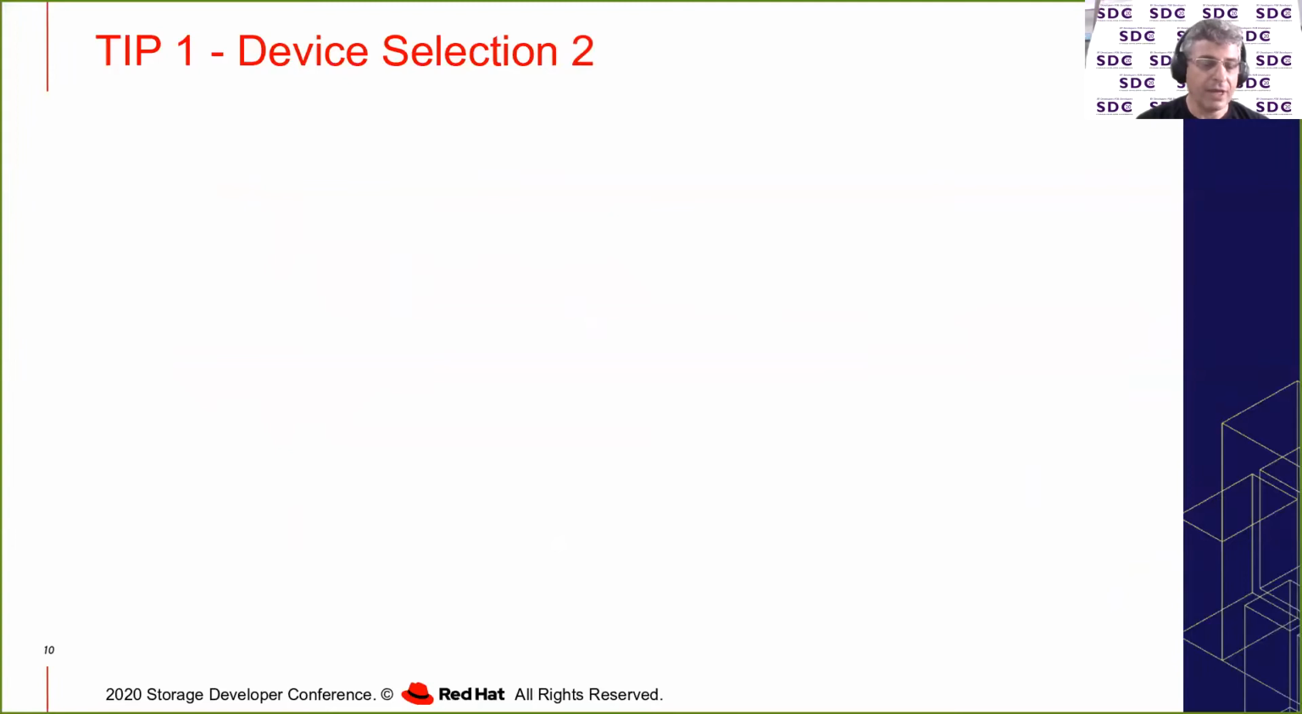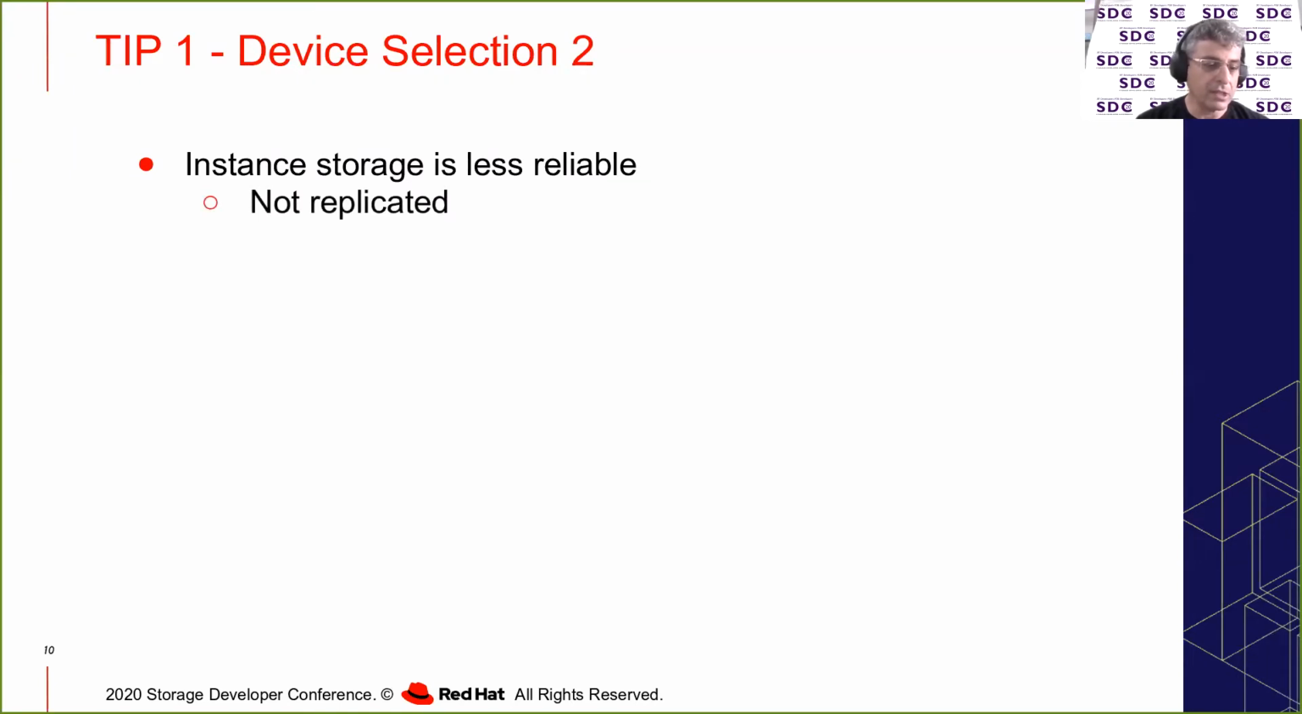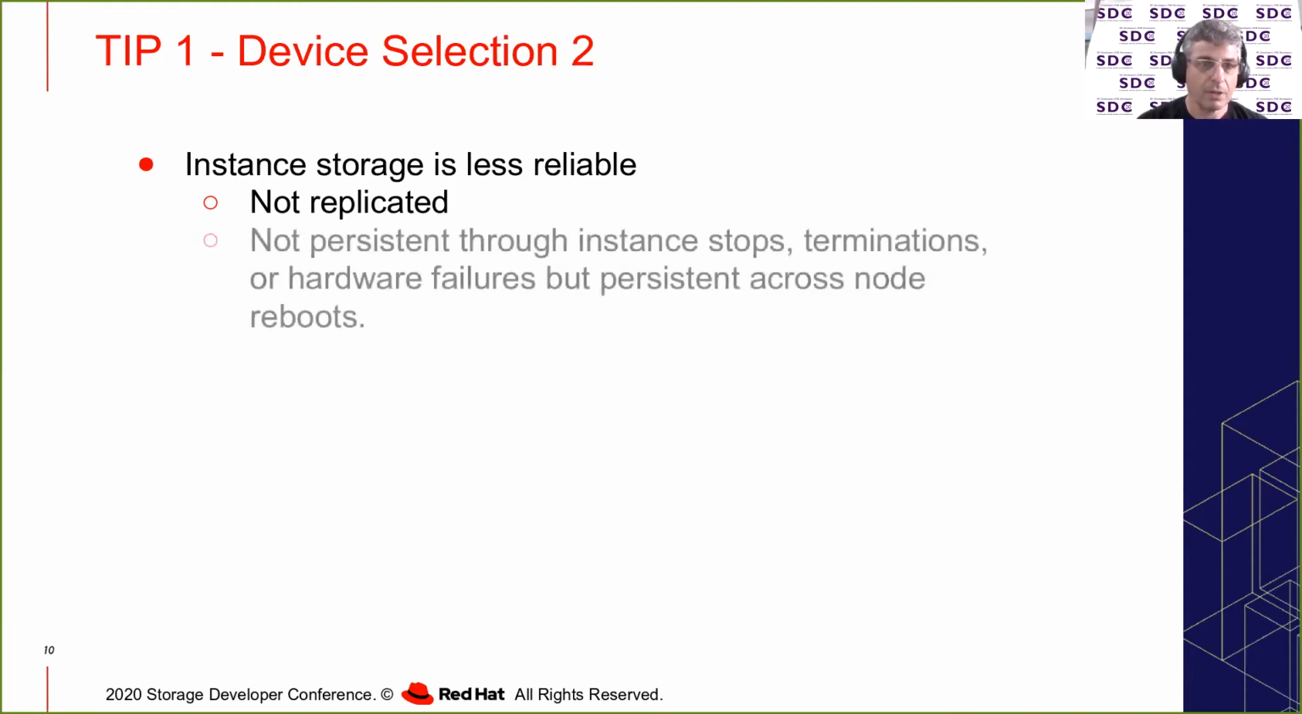And now for the elephant in the room, reliability. Instance storage is less reliable than EBS in multiple ways. First of all, it is not replicated, unlike EBS, meaning that when the device fails, we lose the data. It is persistent across node reboots, but that's all. It is not persistent through instance stops, termination, or hardware failure. So we should be managing it carefully if we don't want to lose our data.